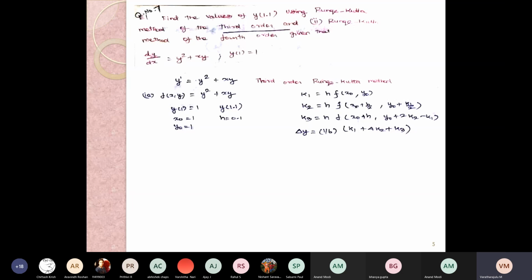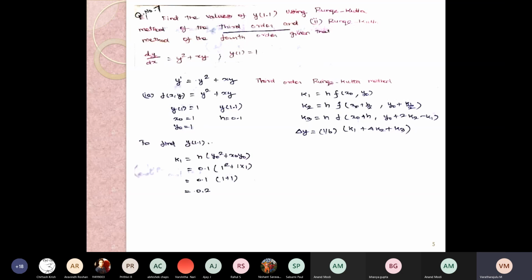The formula for the third order Runge-Kutta method: K1, K2, K3, and delta y. Once we have calculated K1, K2, K3, we can find delta y. With the aid of delta y, we can calculate our new y value. This is the procedure under the Runge-Kutta method. Now please go ahead.